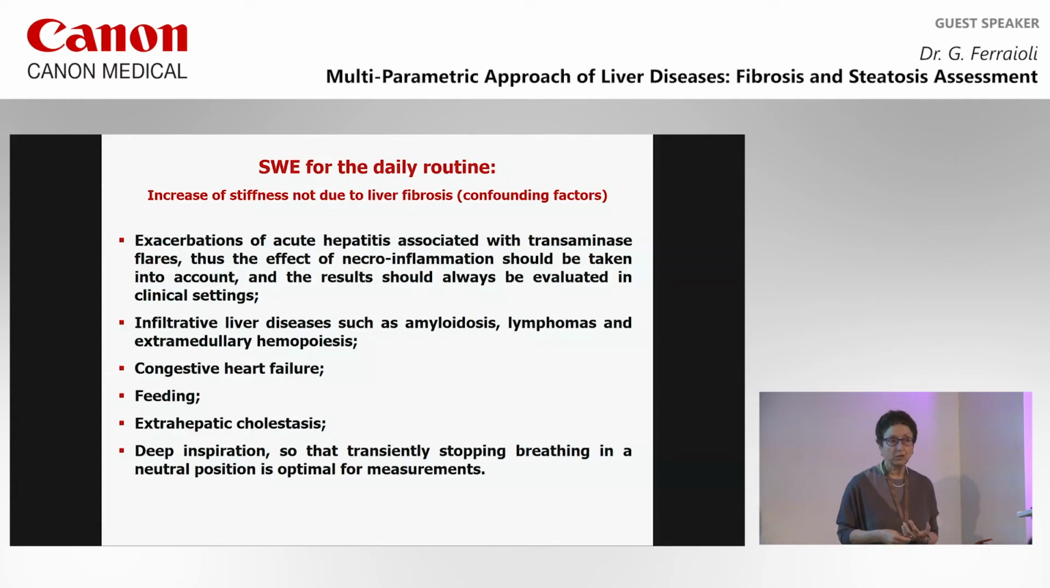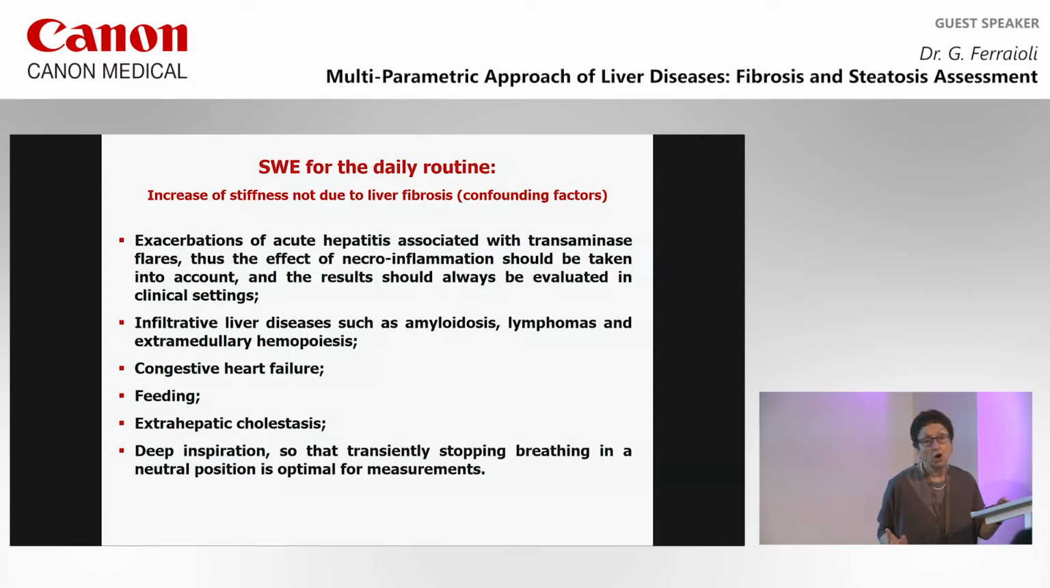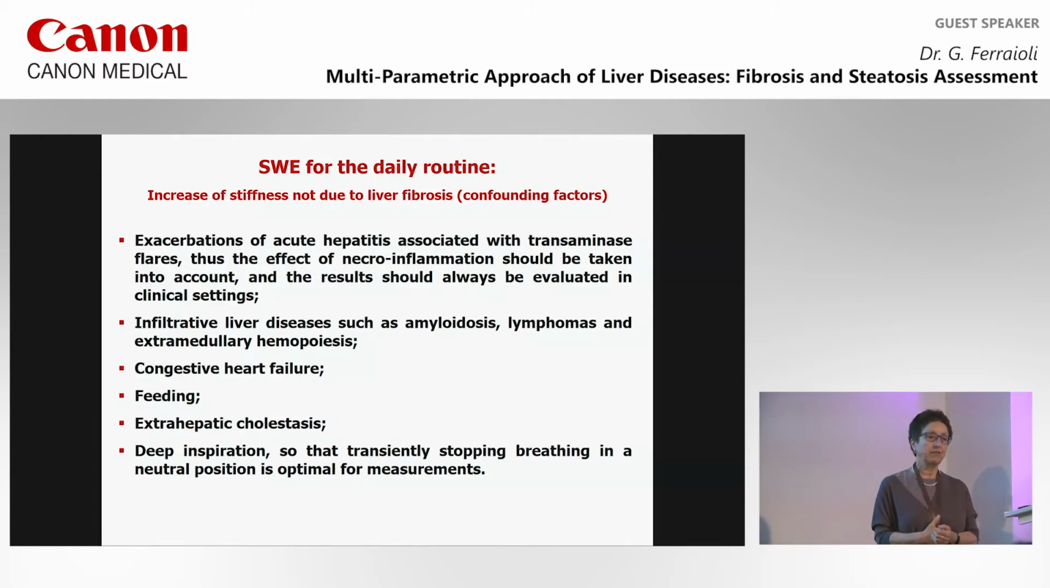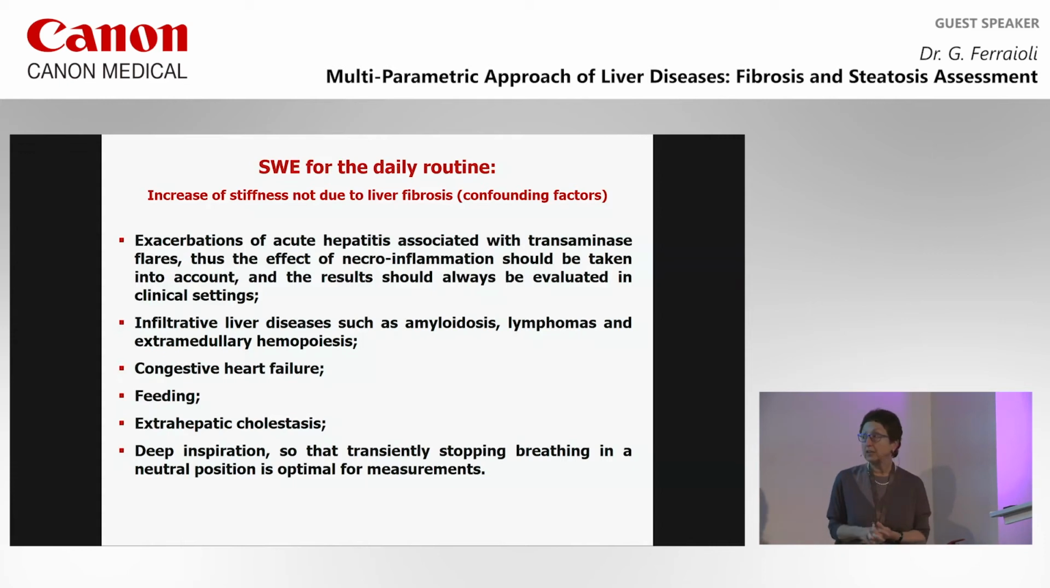These are confounding factors. Necroinflammation and acute hepatitis all increase the stiffness because there's an increase of fluid in the liver. As it happens in case of extrahepatic cholestasis, because of the increase of the quantity of bile in the liver, or after eating, because there's an increase of the portal blood flow, and in congestive heart disease because of congestion of the liver. So it's important to exclude all these confounding factors when we perform the measurement and give the results.